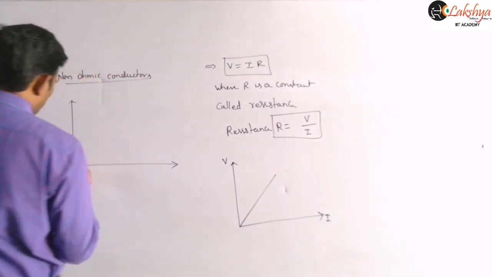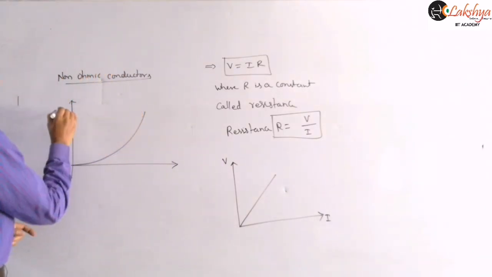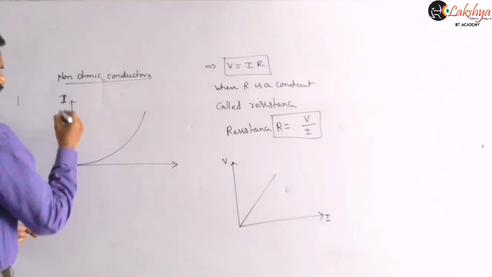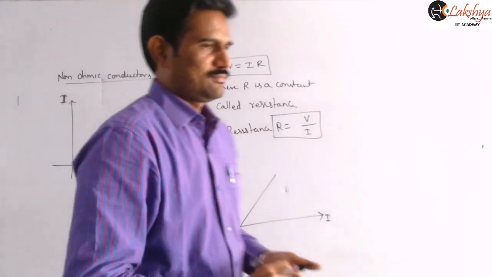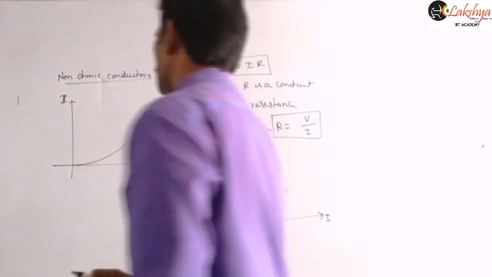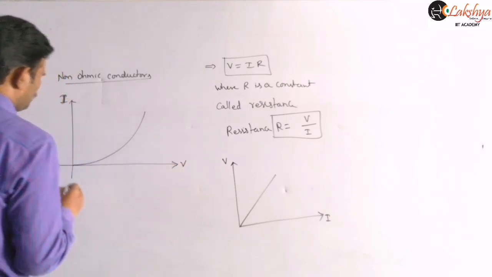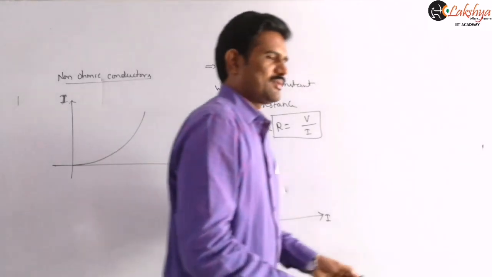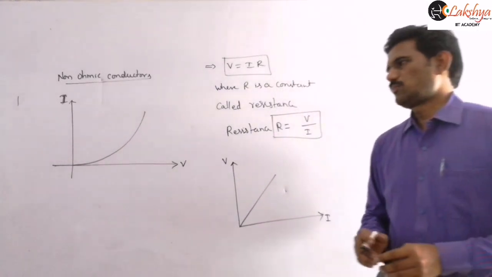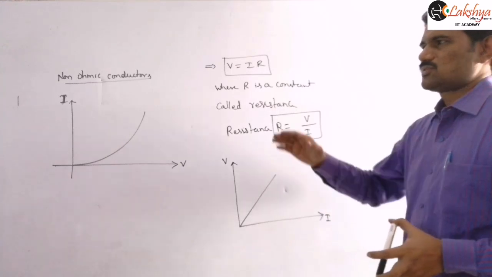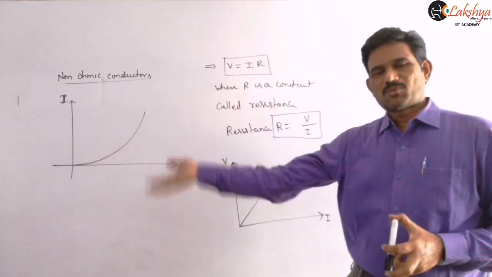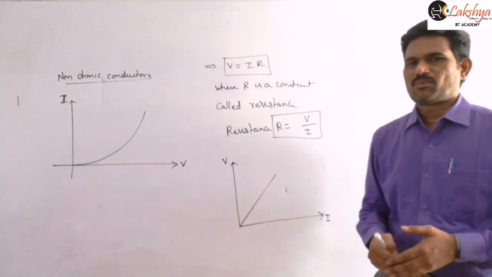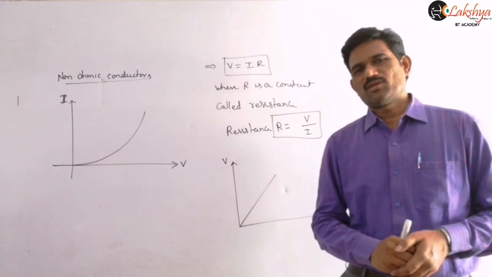For diodes in forward bias, we can express it like this. Sorry, this is I and this is V. This is in forward bias; reverse bias we will discuss later. So simply draw that graph. We will discuss more about non-ohmic conductors. Examples are all semiconducting devices, like PN junction diode, transistor, thermistor. All those are non-ohmic conductors that do not obey Ohm's law.